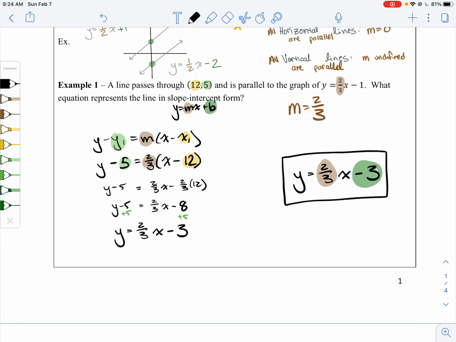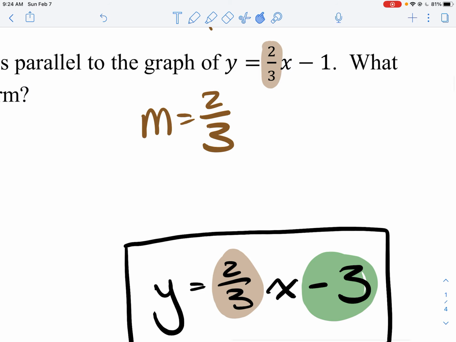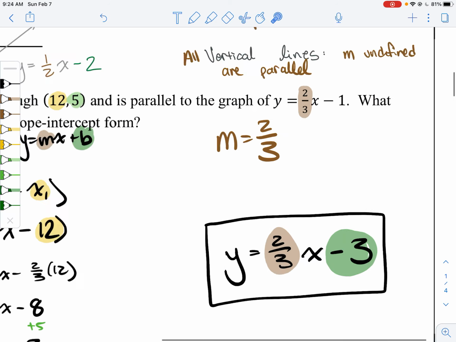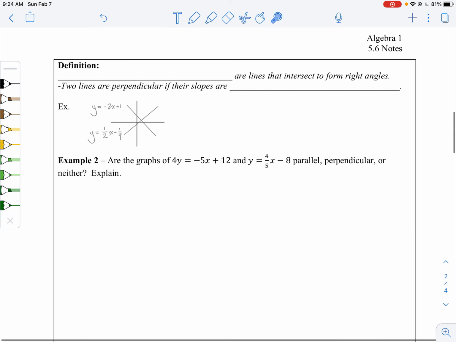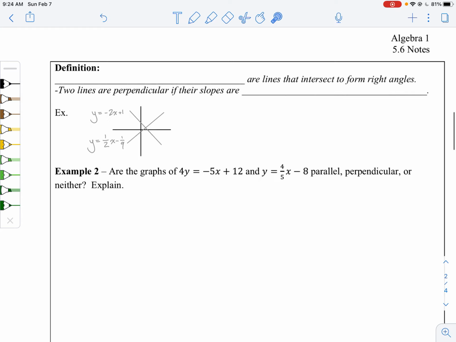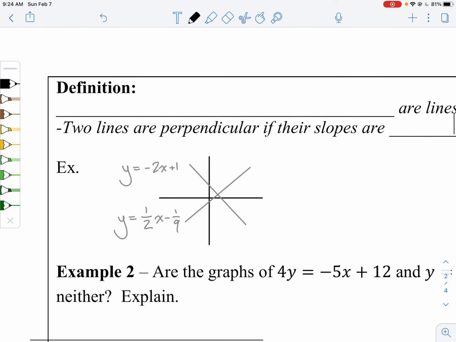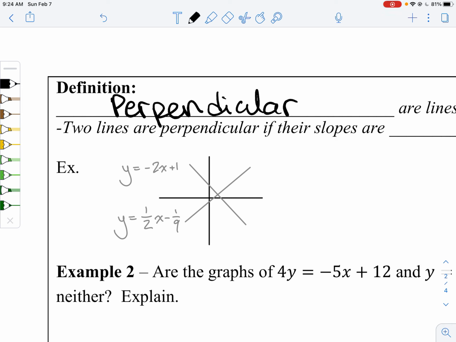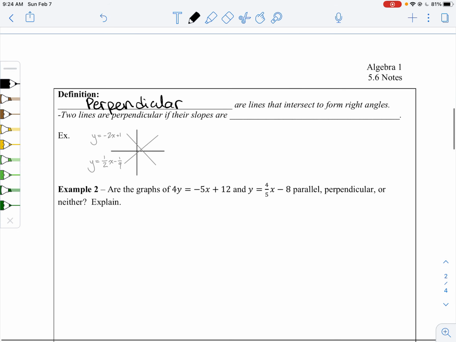Okay, so remember, parallel means same slope. The slope is the same. Perpendicular means the slope is not going to be the same, but it's going to be a special different. Perpendicular lines intersect at 90 degrees. They give us a right angle. So they intersect at right angles, which is 90 degrees.